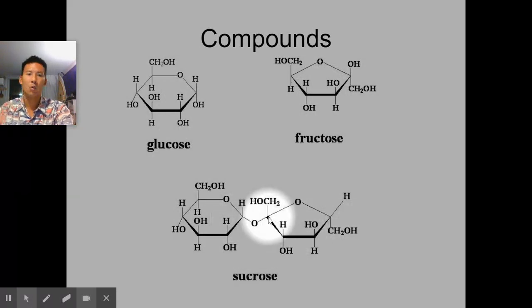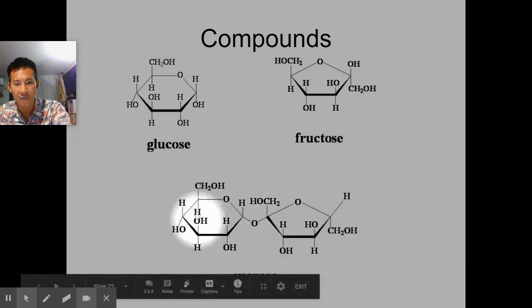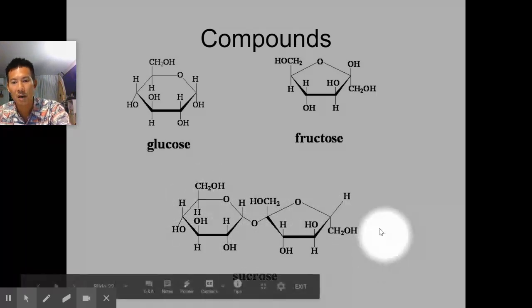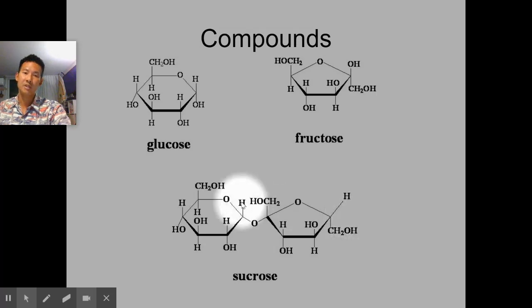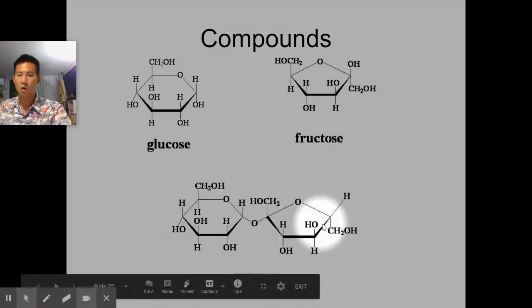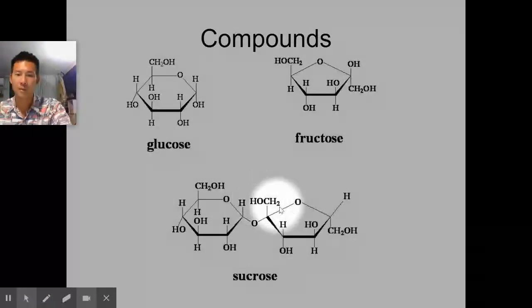In one grain of table sugar, you've actually got this compound right here over and over and over again. The chemical formula for it would be C12H22O11. If you don't believe me, pause this and count up all these carbons, hydrogens, and oxygens.